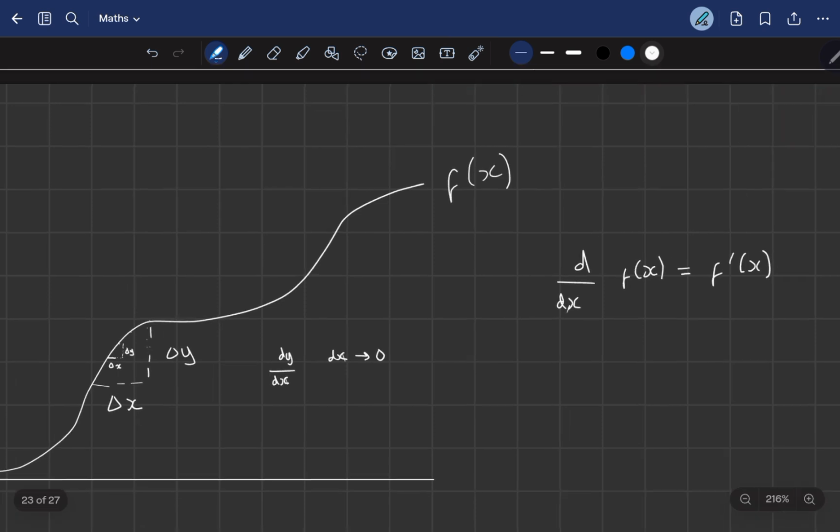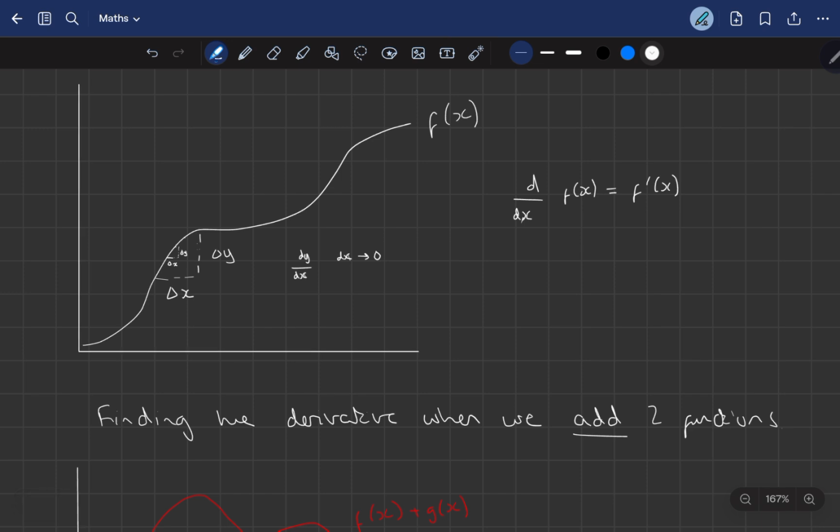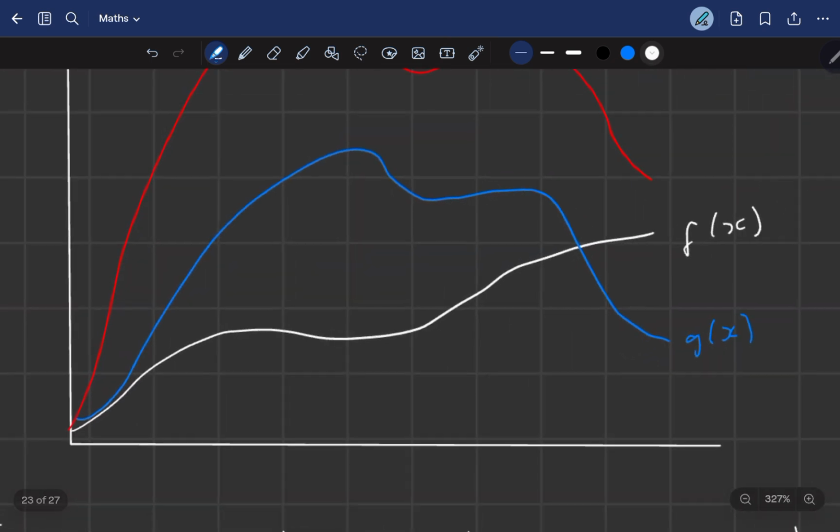Now, how do we find the derivative of more complex functions, such as finding the derivative when we add two functions together? Okay? Let the white function be f of x, and let the blue function be g of x. And the red function is the sum of f of x and g of x. And we want to calculate the derivative of f of x plus g of x. How would we do this? So, let's take the same approach. Let me zoom into f of x. We're here, and we take a very slight nudge dx. This causes a change in output of dy.